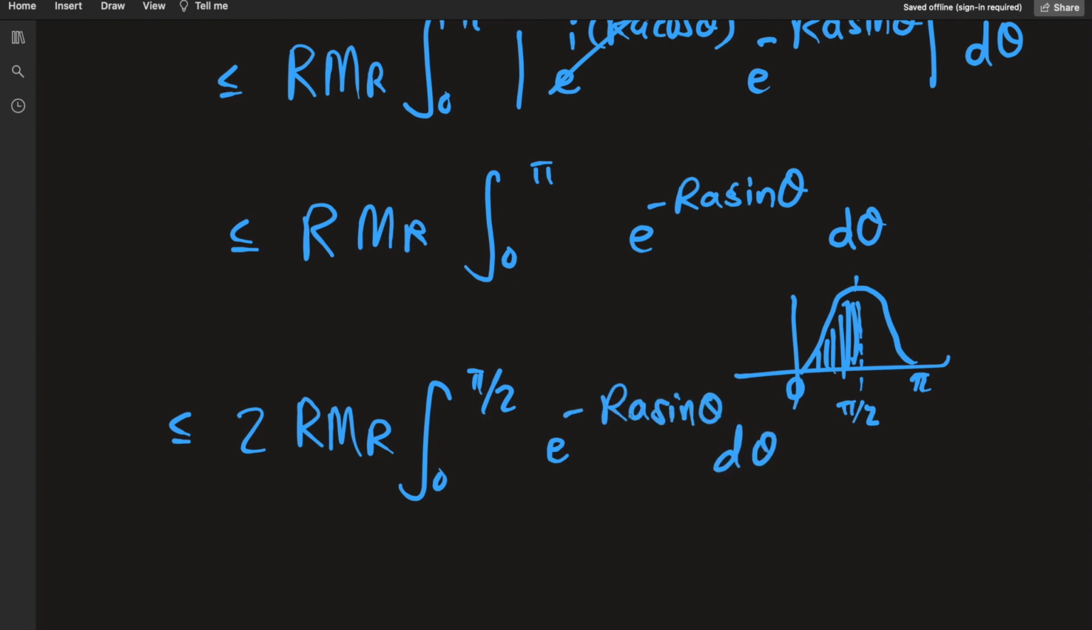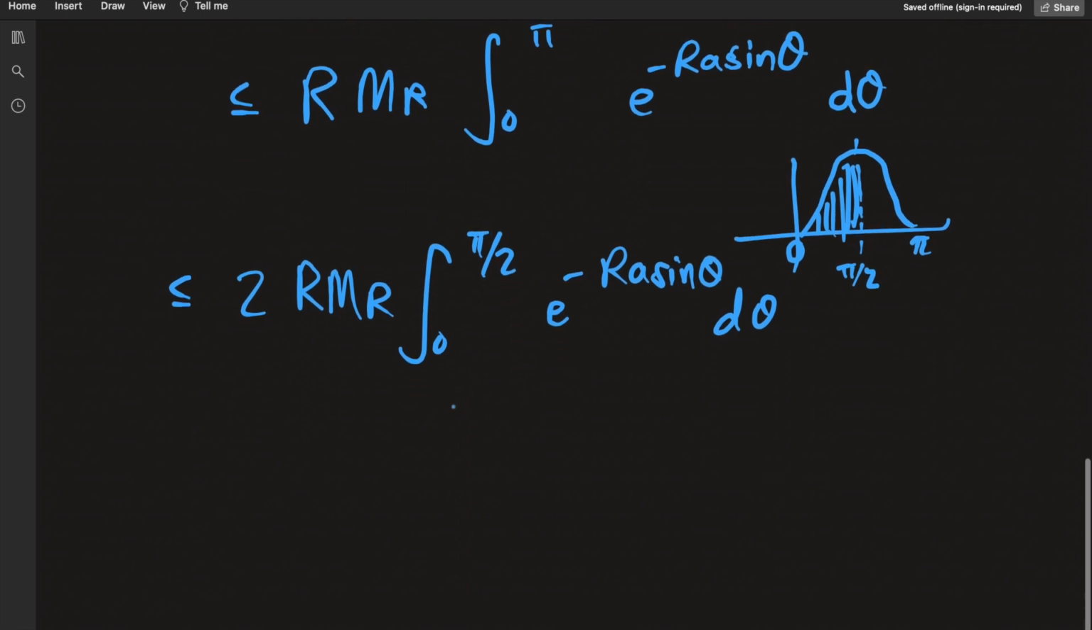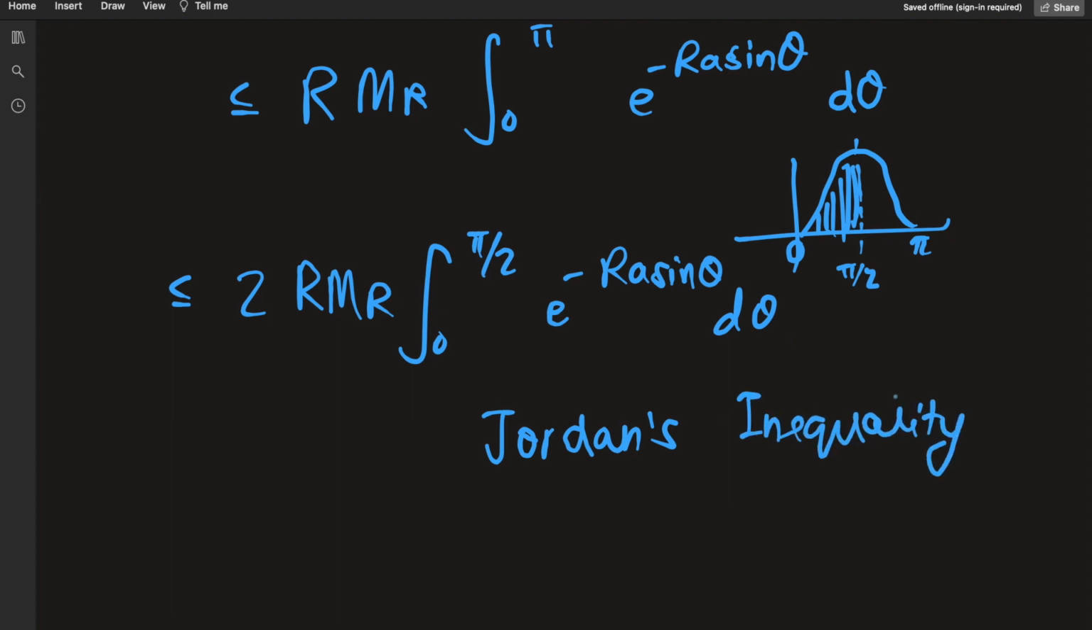And you might ask, why pi over 2? You could have just kept it pi and done something with it. Now here's why. This is the main part. This is what's called the master stroke. It's called Jordan's inequality. It's not an American name. It's Jordan, a French mathematician, hence the pronunciation is weird.